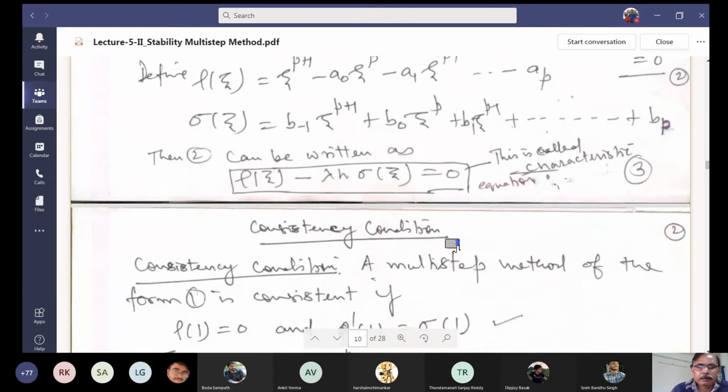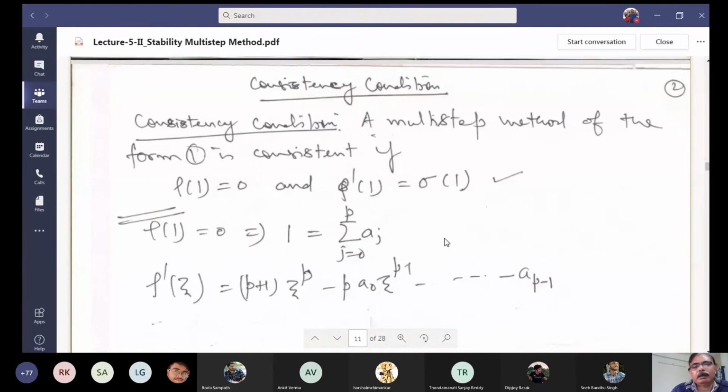So these are some definitions, and the same thing I have said, I have proved just now, that a multi-step method, this is given in your book, the Iyengar book, and the earlier one I have told from your Atkinson book. I have already proved that both the things are the same. So rho 1 equal to 0 and rho prime 1 equal to sigma 1.